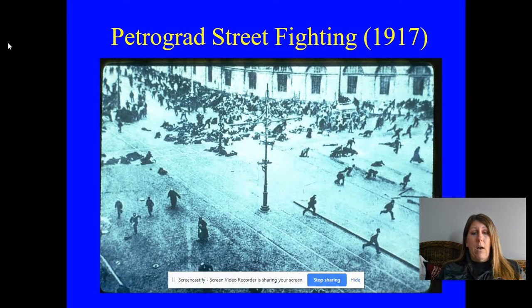This shows you how terrible the fighting was. The military was instructed to fire on civilians. So this is taking place in Petrograd.